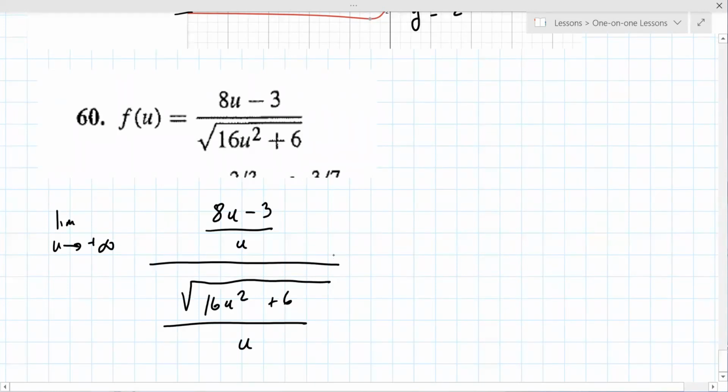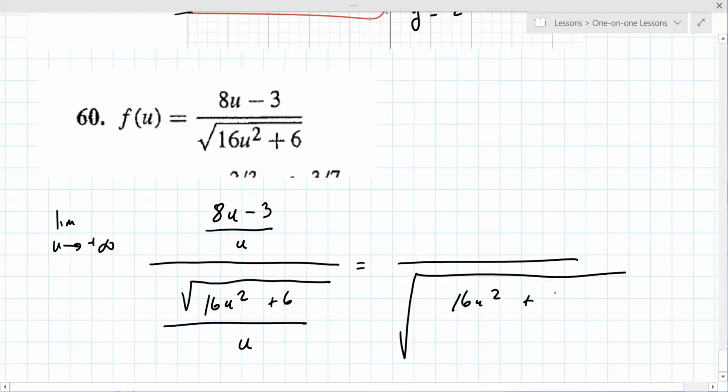you're not taking it. So you have to figure out the highest power and then you divide. Now on the bottom is really where the issue is, because what you're really going to do here is you're going to end up writing the square root of 16u squared plus 6 over u squared. And the reason you can do that is the square root of u squared is u. It's like, so it works.